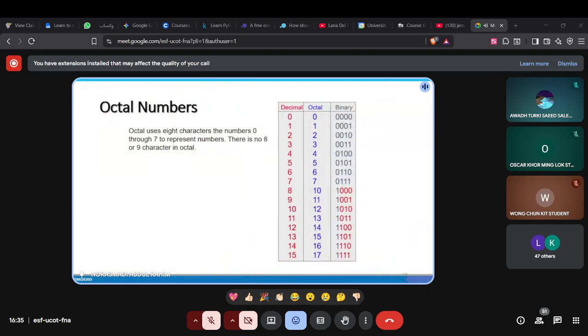So now we go for octal numbers. Octal uses 8 characters, the numbers 0 through 7, to represent numbers. There is no 8 or 9 character in octal. So octal numbers are from 0 to 7. No 8, no 9. Then after that, we go for 10, 11, 12, 13, 14, 15, 16, 17. Then they carry on. Normally we learn only until 15, because of the 8-bit position only.